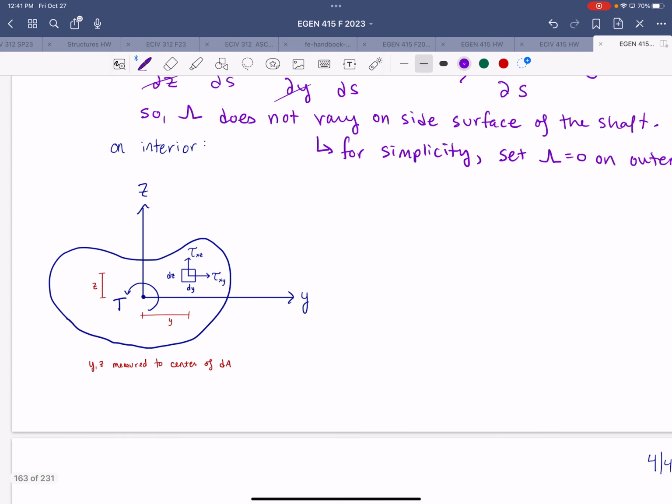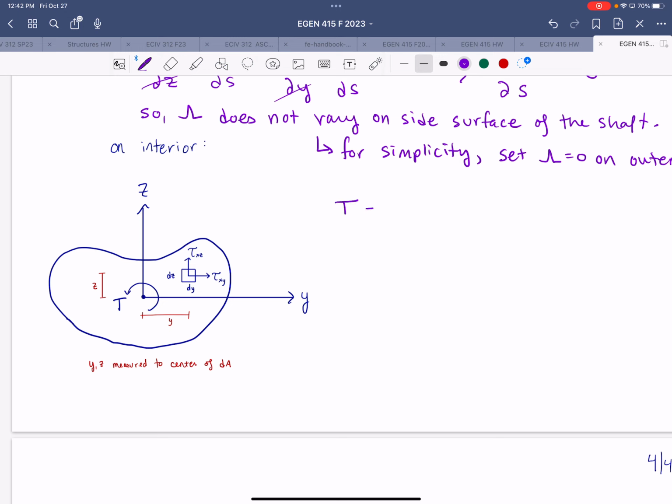So again, looking at this ubiquitous kidney bean shape in the YZ plane, we'll consider a finite area, dy dz, or dA, with shear stresses tau xz and tau xy acting on that finite area due to the applied torque shown here. So y and z are measured to the center of that finite area dA. I wrote that down here below, so we've got that note already.